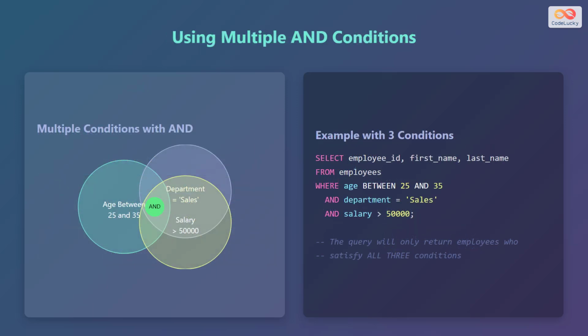You can use multiple AND conditions in a single query to narrow down your results even further. In this example, we want to find employees who are between 25 and 35 years old, working in the sales department, and have a salary greater than $50,000. The SQL query combines these three conditions using the AND operator. Only employees who meet all three of these conditions will be included in the result. Note that the circles intersecting each other with label AND clearly conveys the usage of multiple AND conditions.